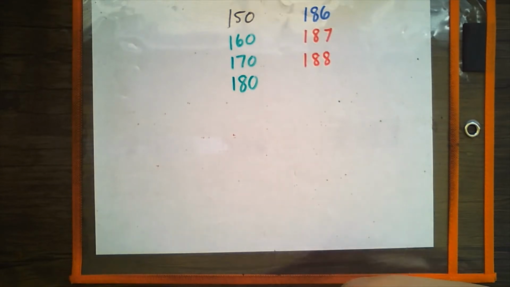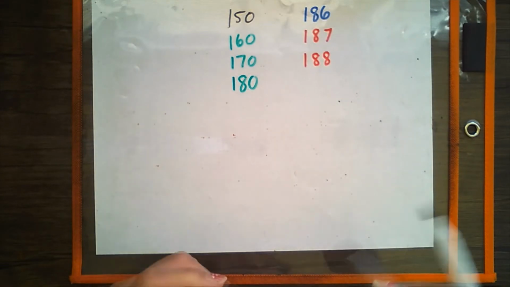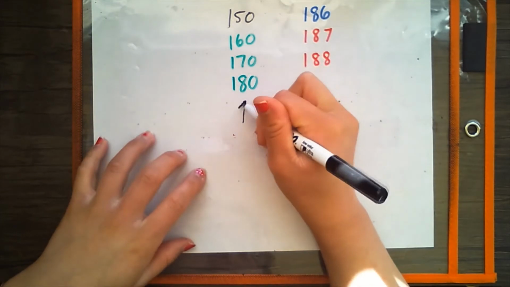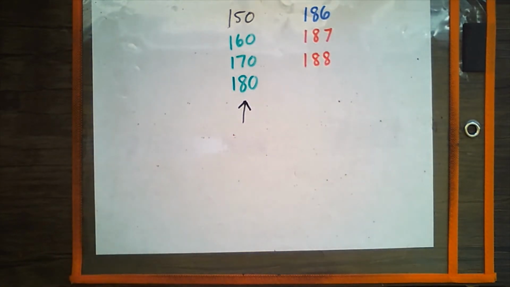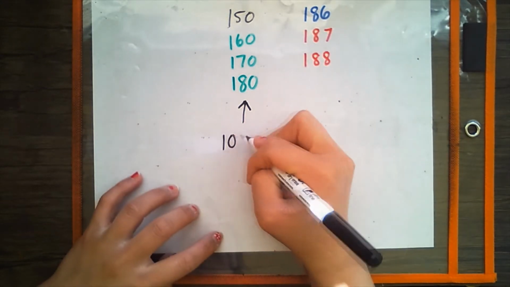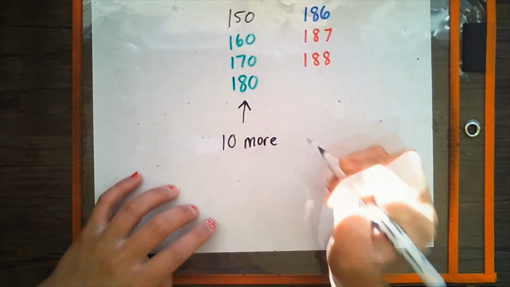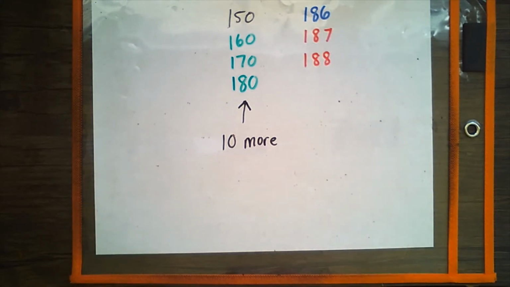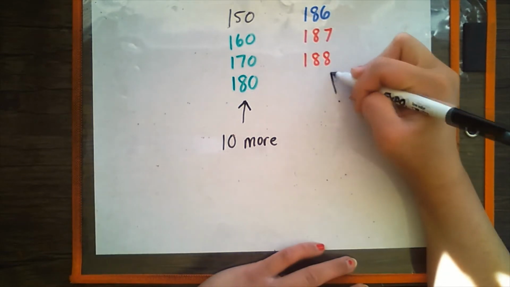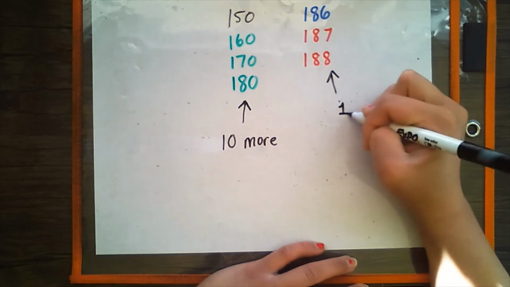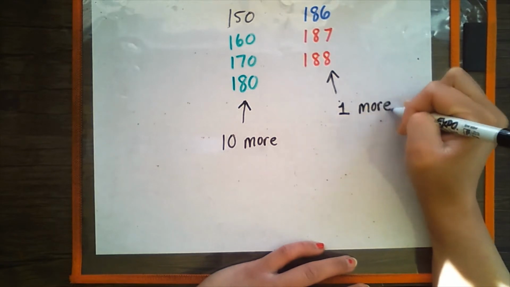Let's go ahead and go back here. We'll label this list of 150 all the way to 180. We'll label this list 10 more since we counted by tens. And we'll label this list 1 more because we counted by ones.